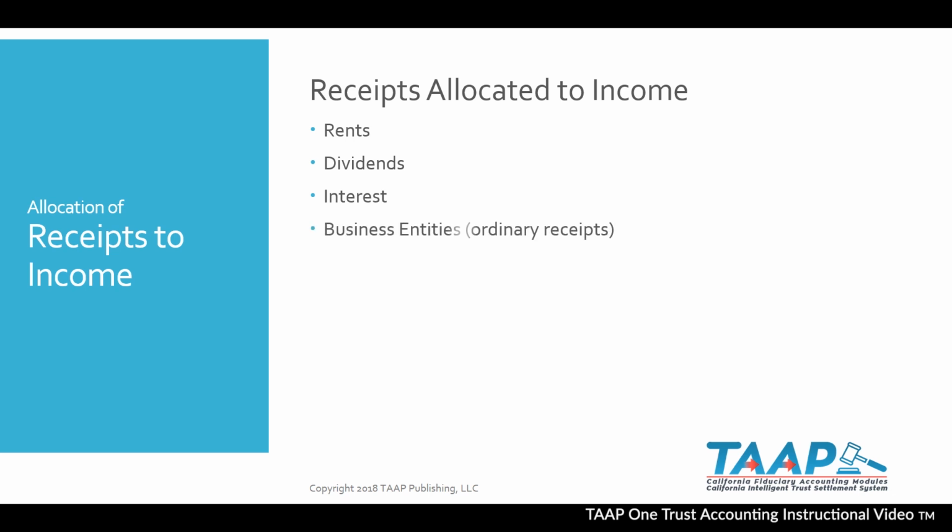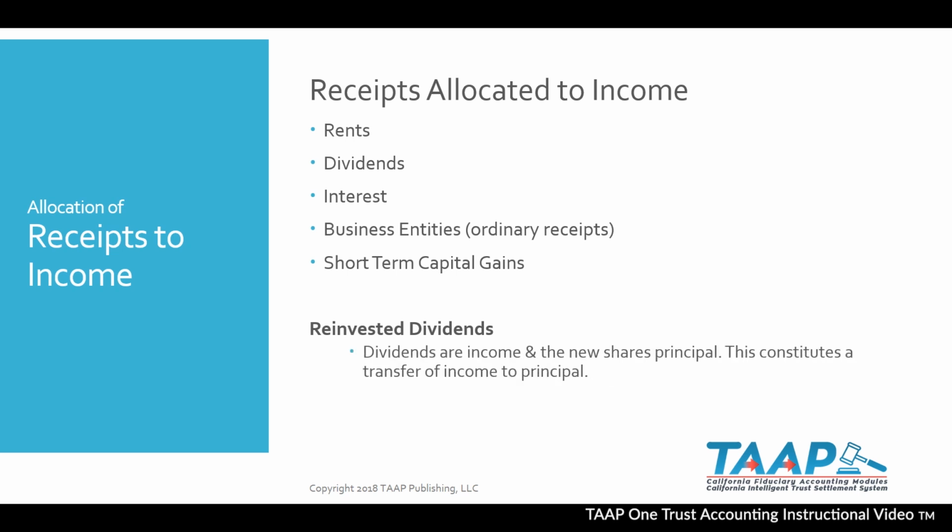Here we see our items that are 100% allocated to income. That's going to be rents, dividends, interest, ordinary receipts from a business entity, and short-term capital gains. Take a look at reinvested dividends here, where it's kind of a hybrid situation. The dividends are income, the new shares that are purchased are principal, and there's a special way of reporting that, which is a transfer of income to principal, and we'll cover that in the income summary and principal summary in a different video.